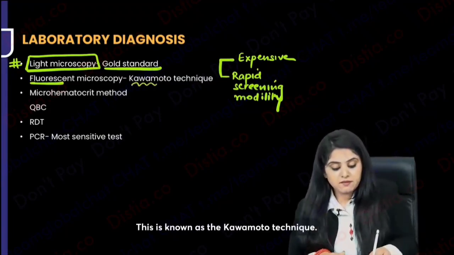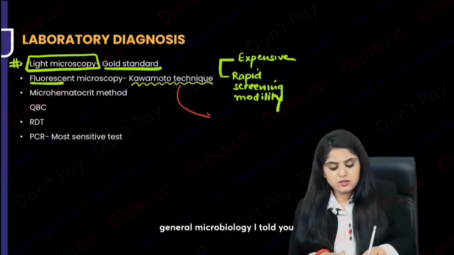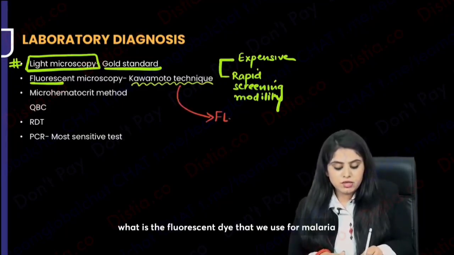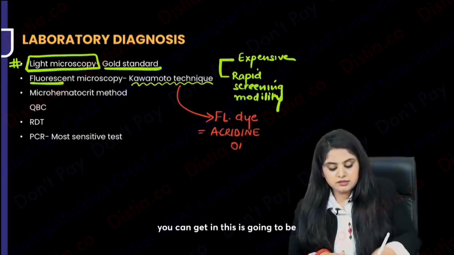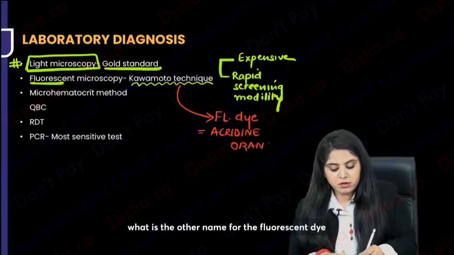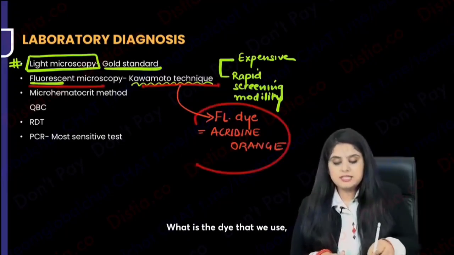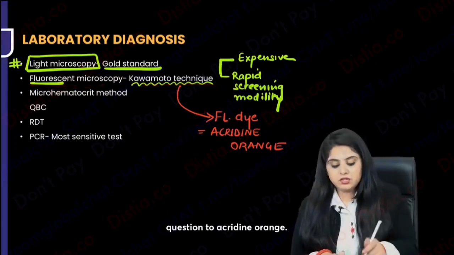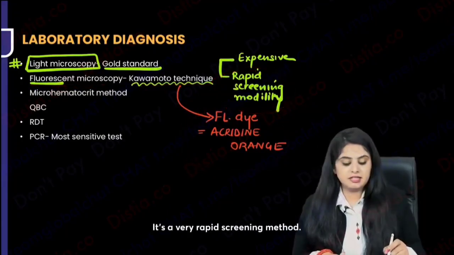This is known as the Kawamoto technique. I wouldn't elaborate much on this because way back in your general microbiology, I told you what is the fluorescent dye that we use for malaria, and that is acridine orange. So the questions that you can get are: what is the other name for the fluorescent technique that we are using for malaria? It is the Kawamoto technique. Question 2, what is the dye that we use? Acridine orange. And this is the screening method of choice. It's a very rapid screening method.